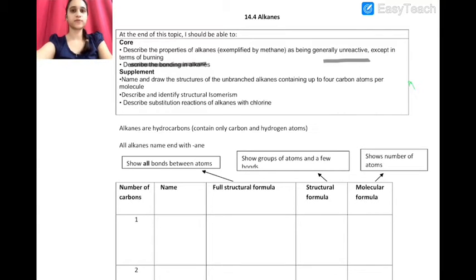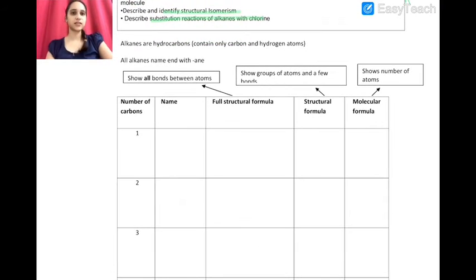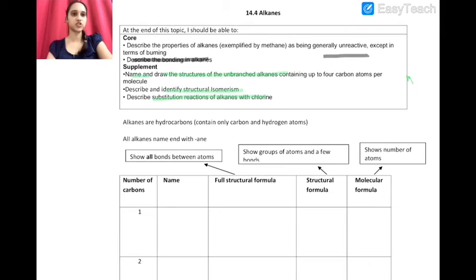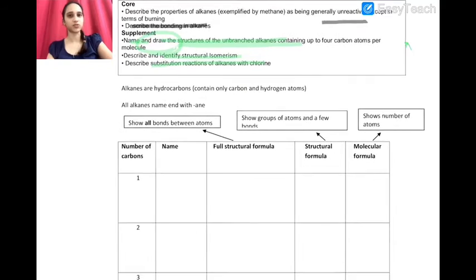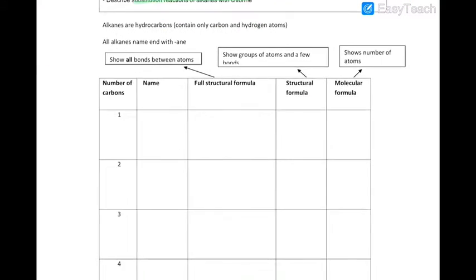So for those doing extended course, you'll need to be able to name and draw structures of unbranched alkanes, isomerism, and substitution reactions. Okay, so let's see. We're going to look at structures. So name and draw. So we're going to look at the name and the drawing of the structures.